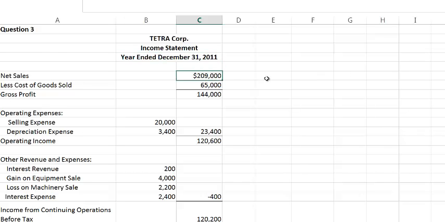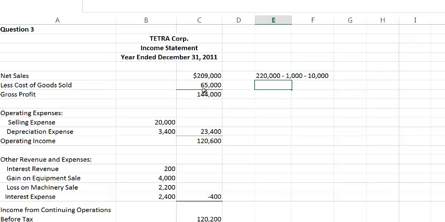Net sales, don't forget, net sales is going to equal sales, which is $220,000, less your sales returns, which are $1,000, less your sales discounts, which are $10,000. Now, if you had sales returns and allowances, that would also get deducted. But we didn't have any allowances, so we have to put on our income statement our net sales, not our sales discounts and our sales returns. We kind of deduct them from sales, so we get the net sales figure.